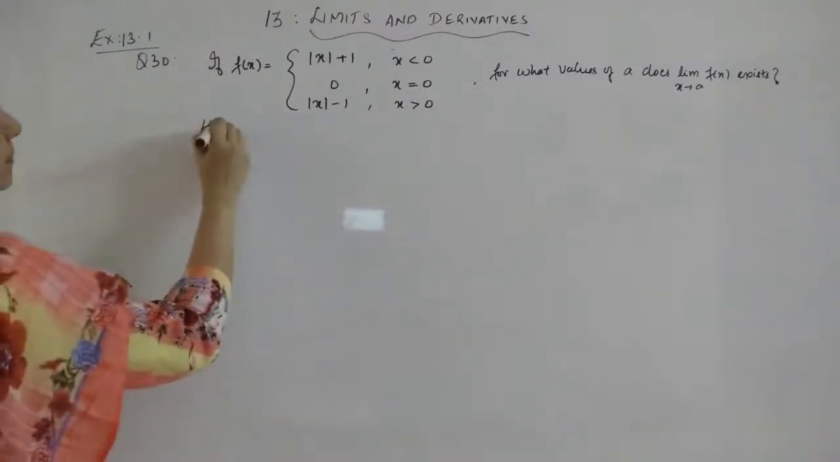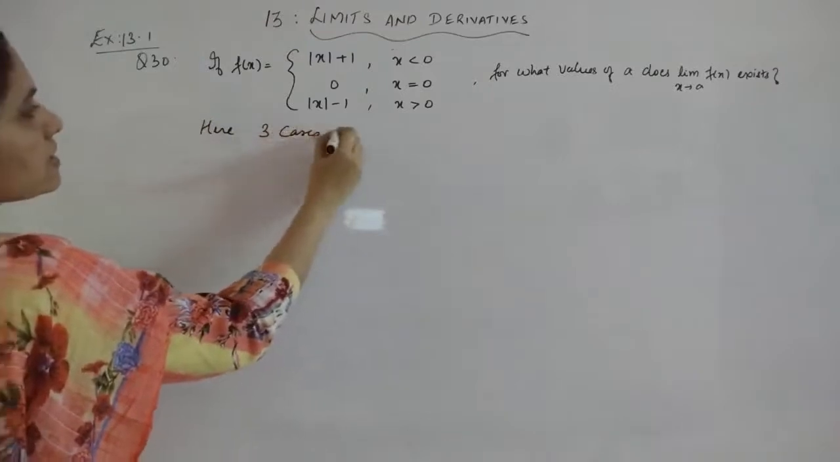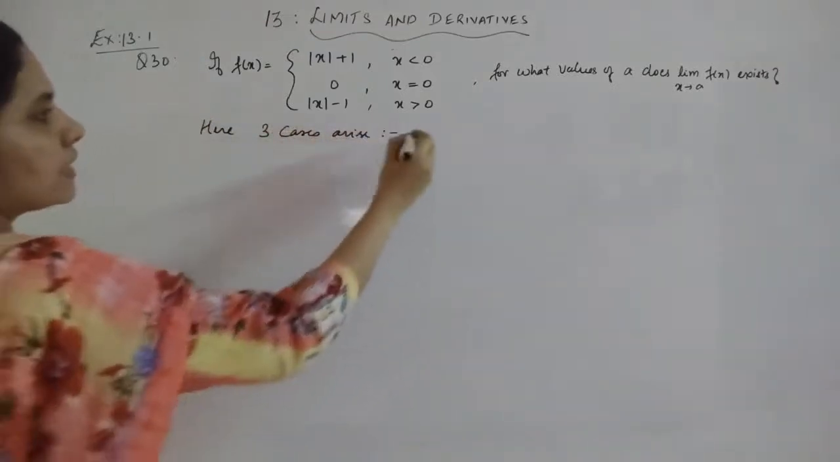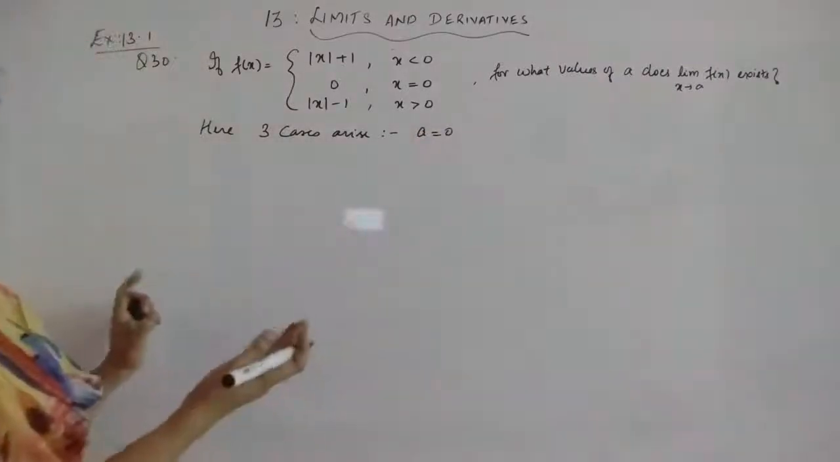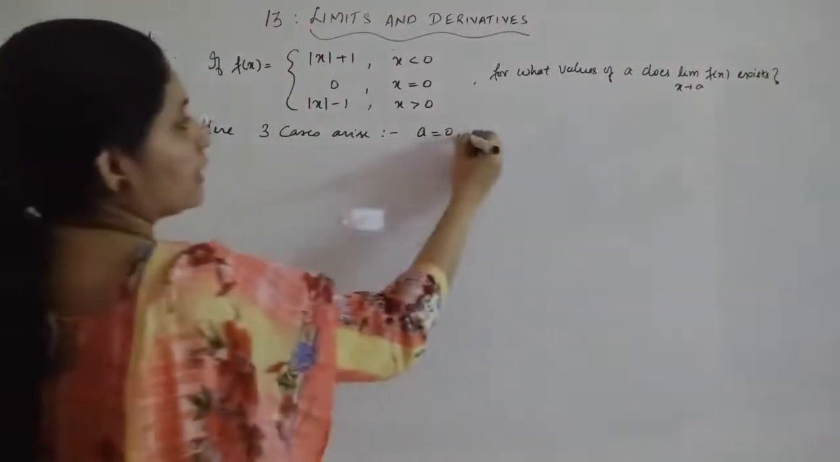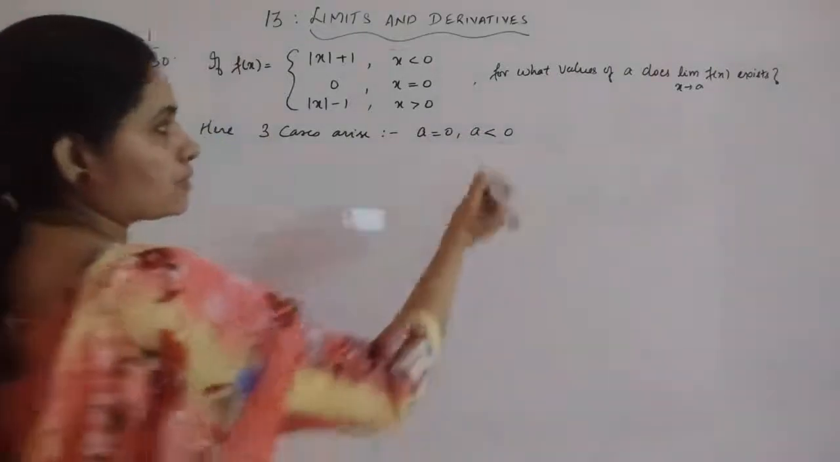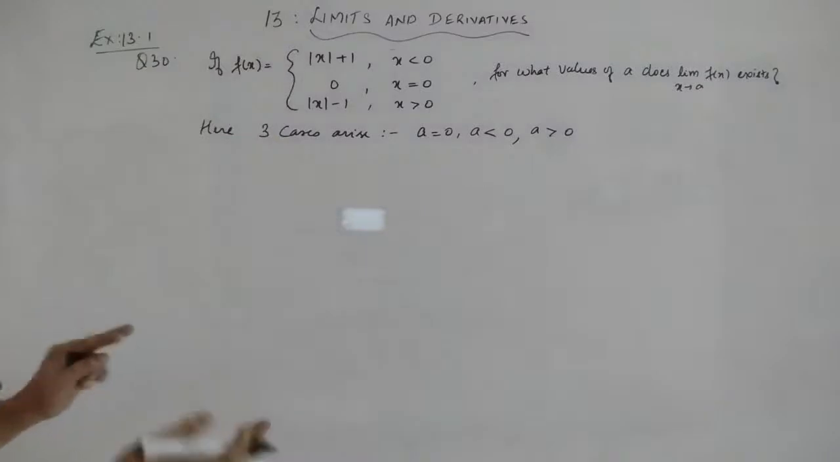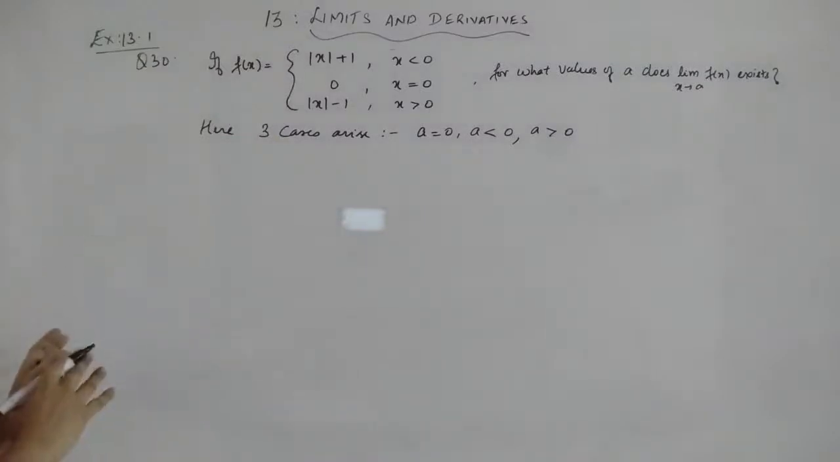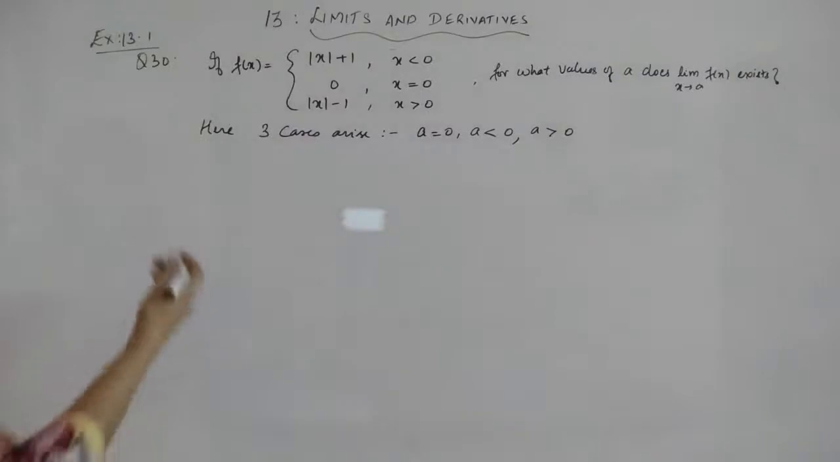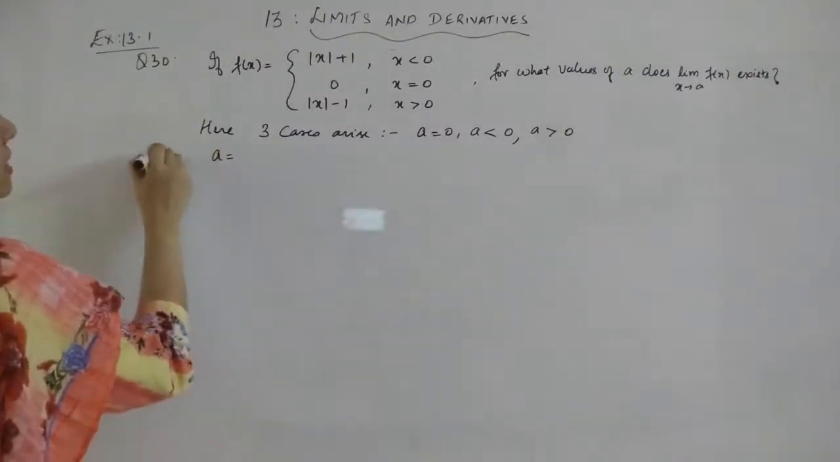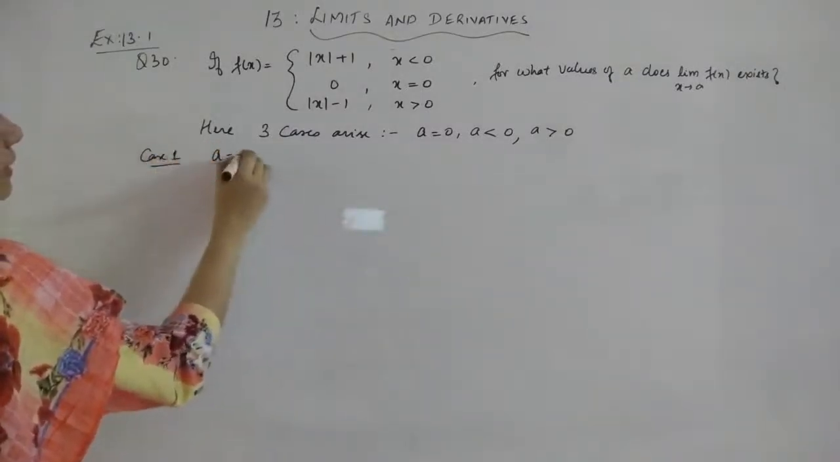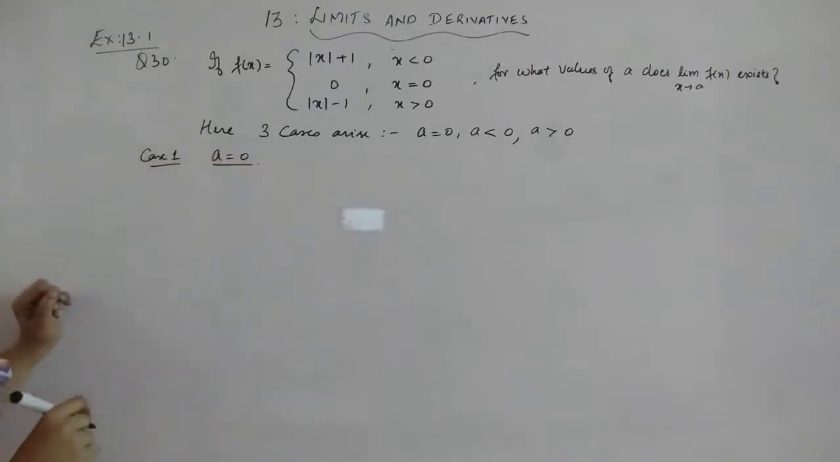Okay, so here 3 cases arise. That is, when a is equal to 0, the value of a when it is 0, what will happen? Then when it is a value which is less than 0, that is negative value, and for a value which is greater than 0, positive value. Okay, at the point 0, less than 0, negative value, and positive value. So first we will move on for first case where we are taking a as 0. That means we are just checking whether limit x tends to a exists or limit x tends to 0 exists.